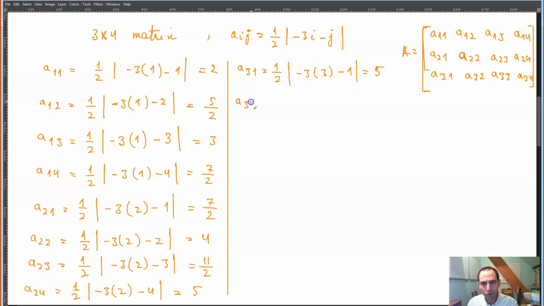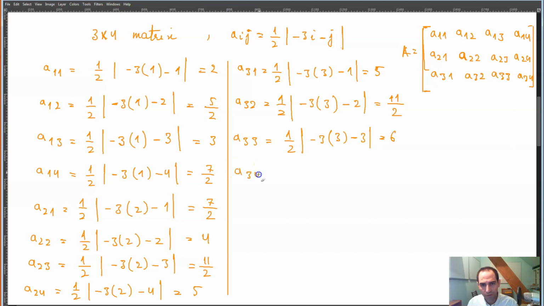A of 3, 2 is equal to 1/2 times the absolute value of -3 times 3 minus 2. Now this is -9, -11, so 11/2. And then you have A of 3, 3, which is equal to 1/2 times the absolute value of negative 3 times 3 minus 3, which is equal to negative 9, negative 3, negative 12. 12 halves is equal to 6.